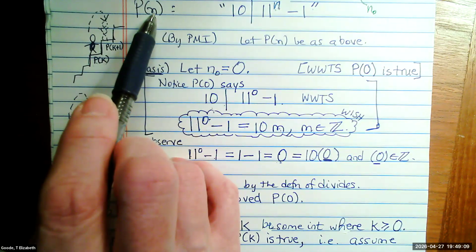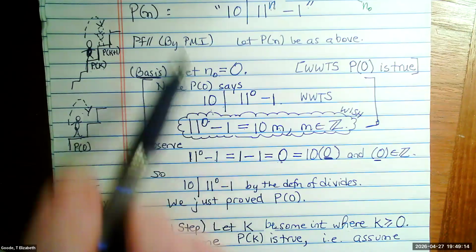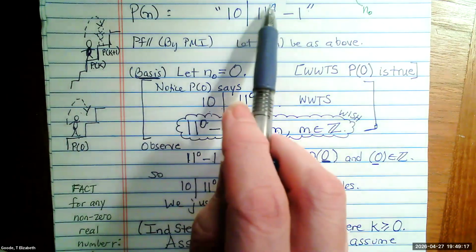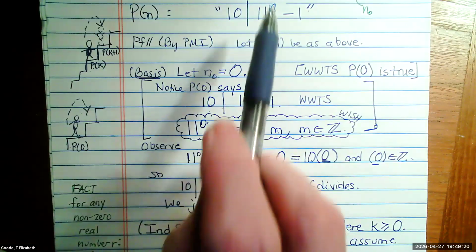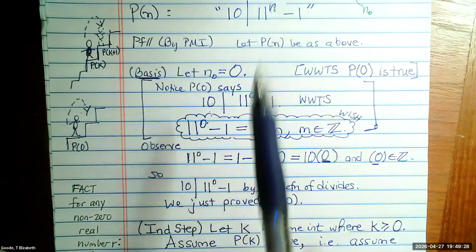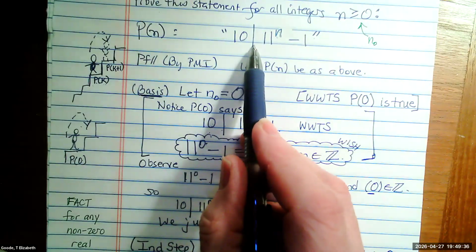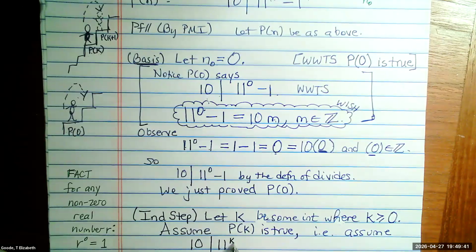So this is P of N. The N is called the argument. Here, the K is called the argument. So to find P of K, we just look at P of N, and everywhere we see an N, we just put the K. So can you read to me what P of K is? 10 divides 11 to the K minus 1. Good.